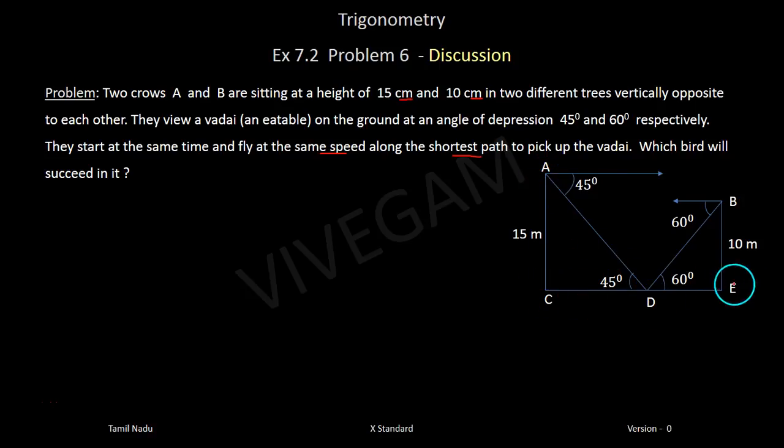So you draw the ground level, put a point D and say that it is the vadai, and then at the two extremes draw a vertical line as two trees, and then from there join these 2 points, you get this triangle. Now next they say the angle of depression is 45 degrees for one, the other one is 60 degrees.